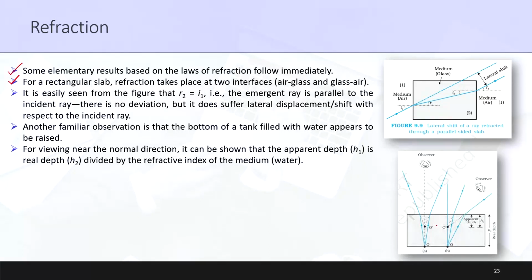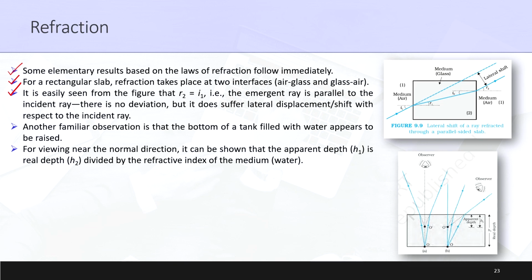Okay, so it is easily seen from the figure that R2 is equal to I1, that is, the emergent ray is parallel to the incident ray. There is no deviation, but it does suffer lateral displacement or shift. This lateral displacement is also called the shift with respect to the incident ray. Okay, fine. Let us move to the other scenario in which refraction is possible.